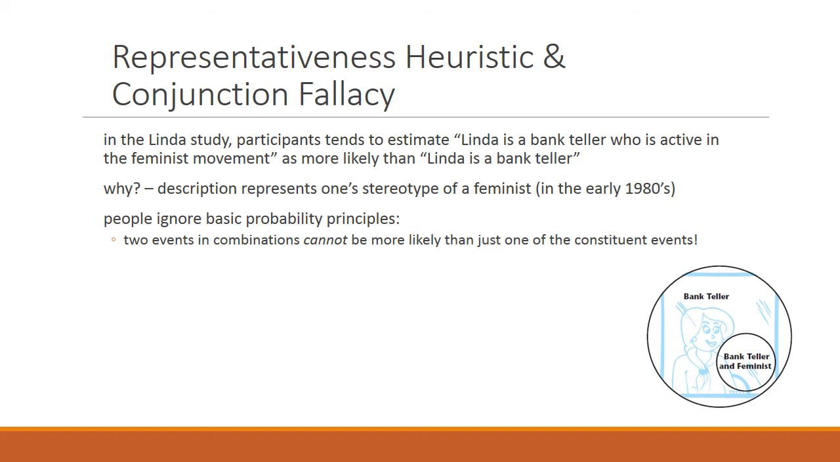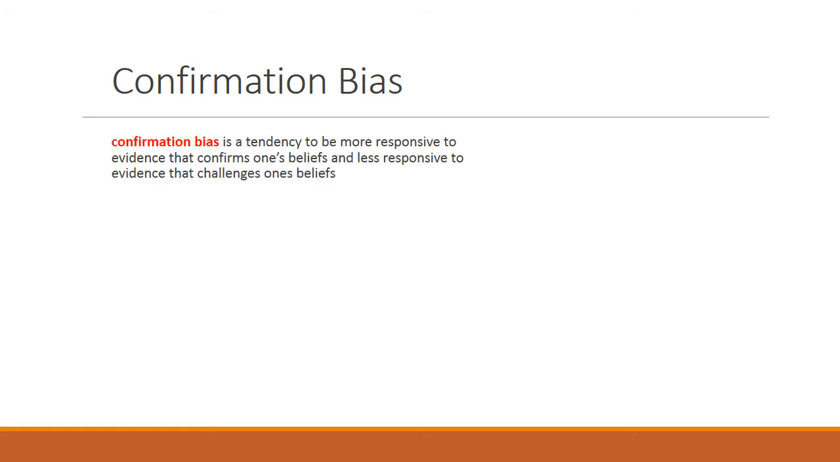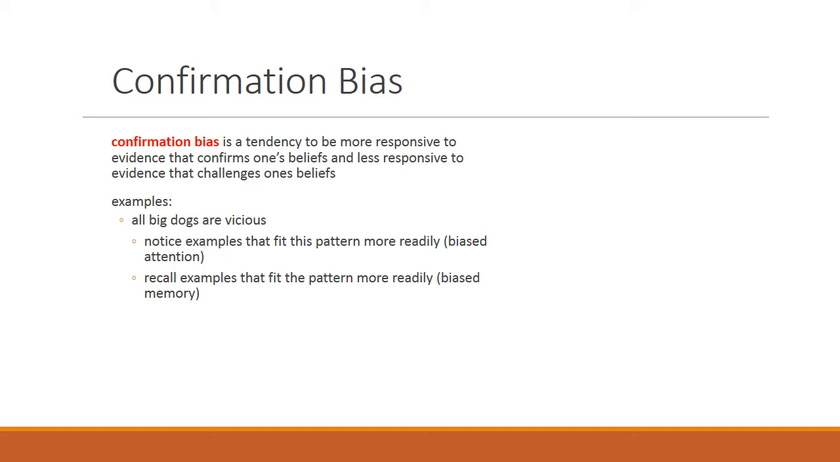So there are also various biases that influence our judgments. For example, confirmation bias is a tendency to be more responsive to evidence that confirms one's beliefs and less responsive to evidence that challenges one's beliefs. So, for example, you might think from childhood experience that all big dogs are vicious. Because you think this, you might notice more examples that fit this pattern more readily. So you might have biased attention towards events where big dogs are vicious. And then you might recall more examples that fit that pattern more readily. So you might have biased memory for those kinds of events.